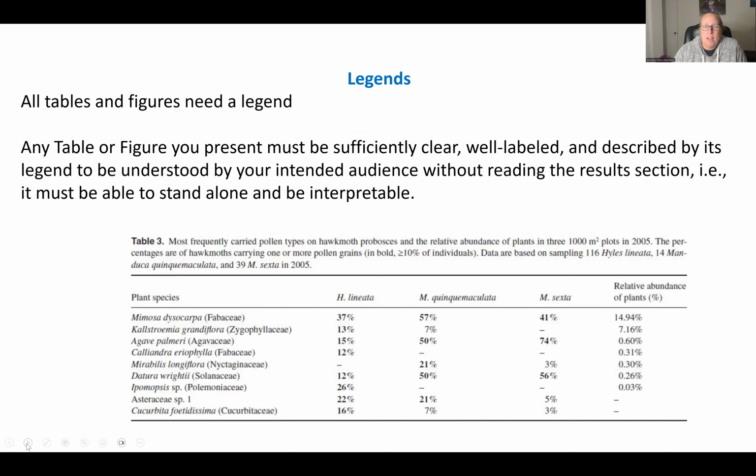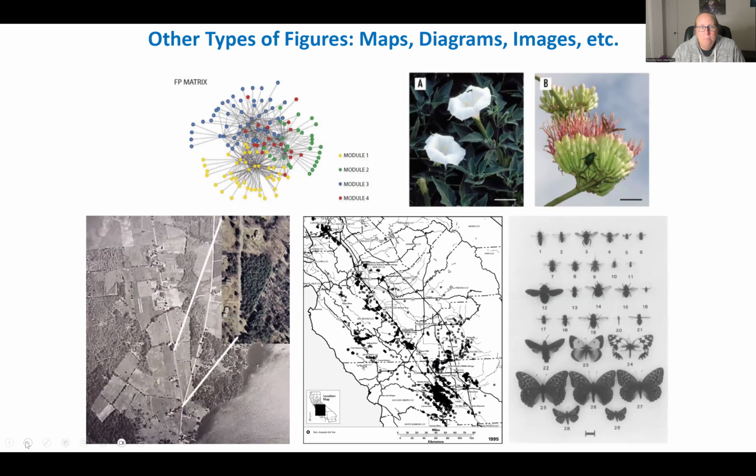And all of our tables have to have a legend as well as our figures. So basically, I should be able to look at your table and then read this information on top, and I shouldn't have to ask you any questions about it. So you need to write it out.